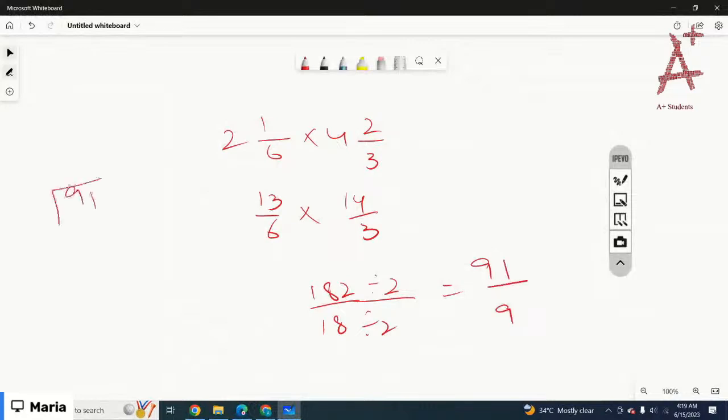You can divide them by 9. So 9 times 10 is 90. You are left with just 1. So it would be 10 whole 1 over 9. The correct option is 10 whole 1 over 9.